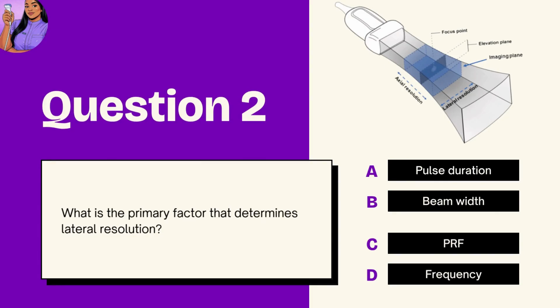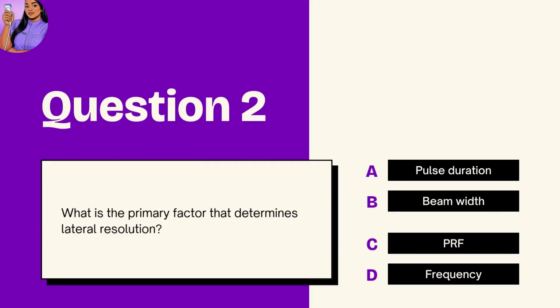So now let's go through the options. Now, A says pulse duration. Remember, pulses are more associated with axial resolution, okay? So we can eliminate that. B says the beam width. Now, this matches exactly what we were thinking. But then C says PRF. This is simply not related here. And D says frequency. And the thing is, frequency does help resolution, but it more so helps axial resolution directly. It is not the main factor for lateral resolution. So you just want to make sure that you don't get tripped up or tricked by these different answer choices. Okay, so final answer here is going to be the beam width.